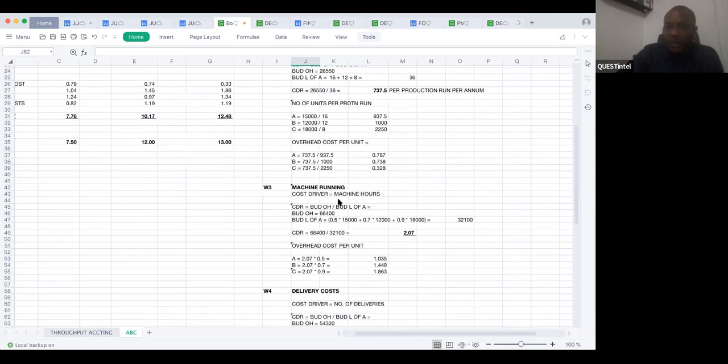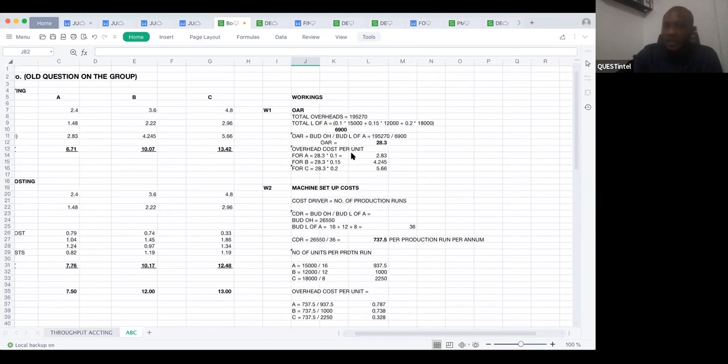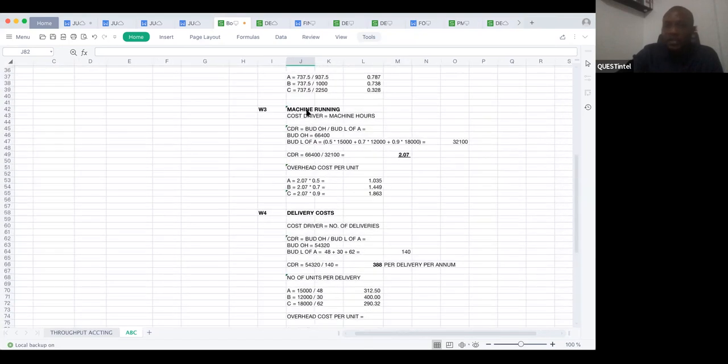Then we also went for the machine running. It was quite similar to what we did with the overhead absorption rate. It's a similar process. So there we just had to get our cost driver rate as budgeted overhead divided by budgeted level of activity. We had our overhead specific to machine running, and now we needed to get this in total terms. So our 0.5 machine hours multiplied by the number of units, plus the 1 for B multiplied by its own number of units, plus the 1 for C multiplied by its number of units. We got that, and then we're able to get our cost driver rate. That cost driver rate will be per hour.